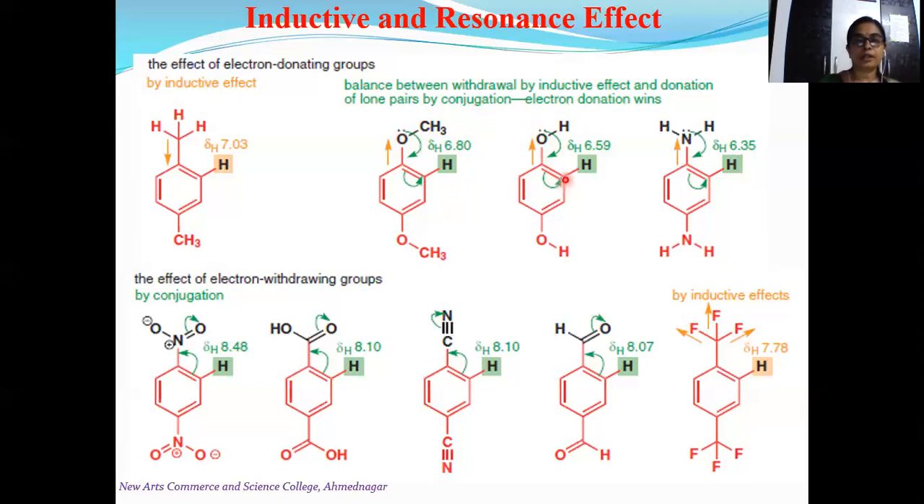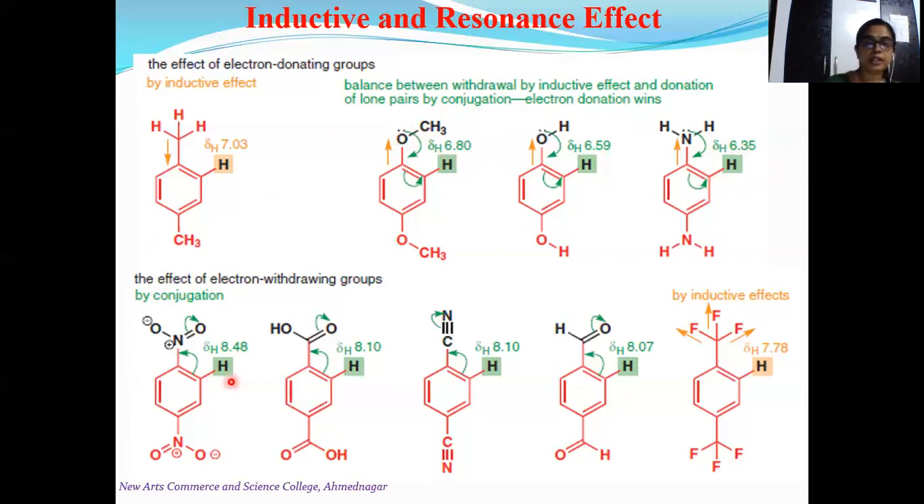by resonance effect. Now let us consider the next element, which is nitrogen, which is less electronegative than oxygen. So therefore its electron donating effect is more by resonance, and the chemical shift value for this orthoproton is 6.35. This is highly shielded proton. This means that as electronegativity is decreasing, the electron donating resonance ability of that element is increasing, and more shielding effect on orthoprotons is observed.